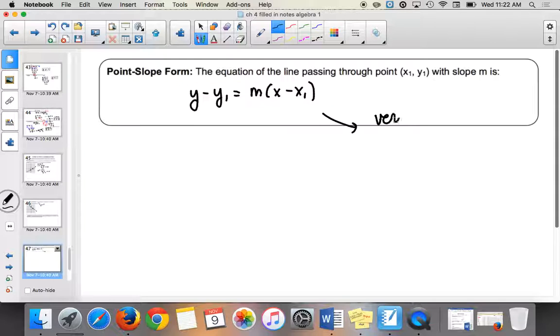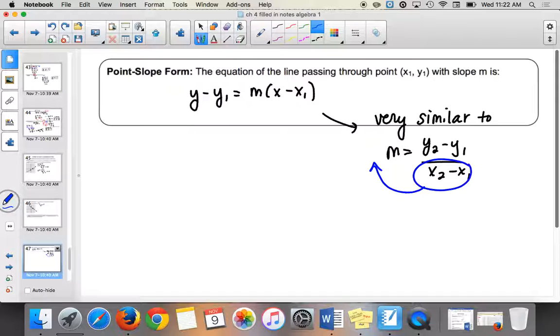So this is very similar to our slope formula, which was y2 minus y1 over x2 minus x1. Do you guys see how these are similar to each other? I mean, we have the subscripts. But what if I took this denominator and multiplied it to the other side? Would they be almost exactly the same then? Do you guys see it? So it's similar to the slope formula. All right, so this is an important one to know.